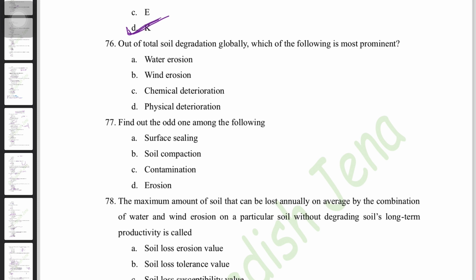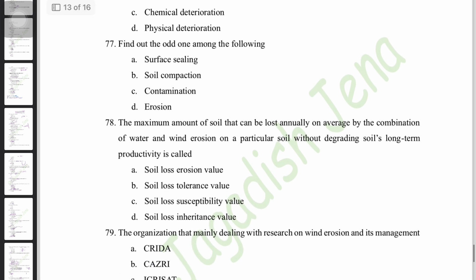Next question, out of total soil degradation globally, which of the following is most prominent? That is water erosion. You can say somewhere around 80% of soil eroded in India annually is due to water erosion. Find out the odd one among the following: surface sealing, soil compaction, contamination and erosion. The odd one is contamination.